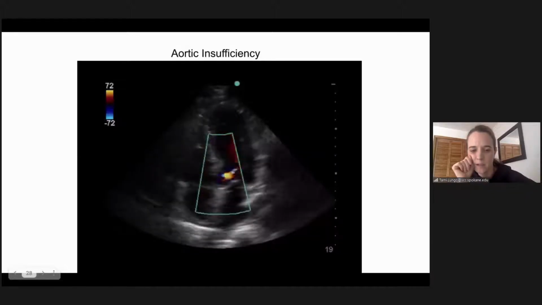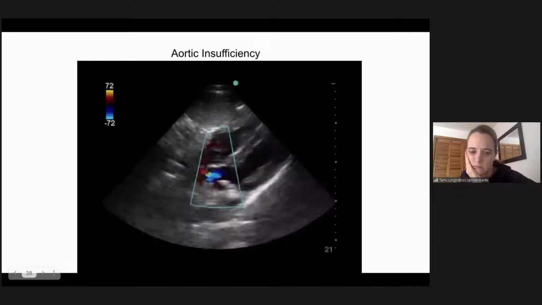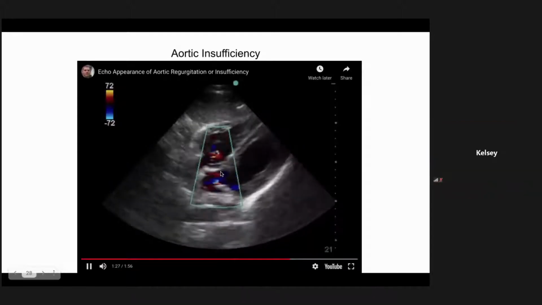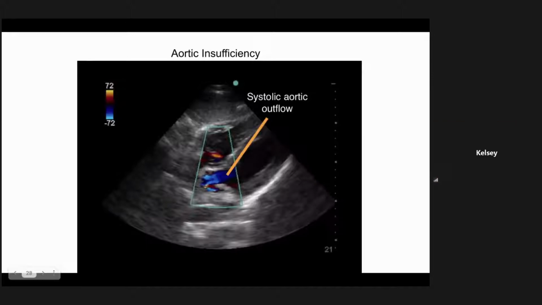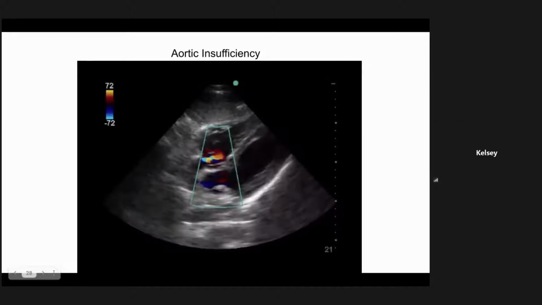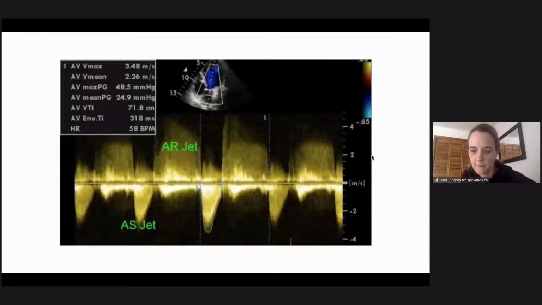Do you guys have anybody in the class that has AI? I know we have a bunch of MRs and TRs, but I don't think we have any. There's AI right here again. This little spot right there. That's your subcostal. My grandpa has mild MI, and I'm pretty sure the class viewed it one day when I was scanning.